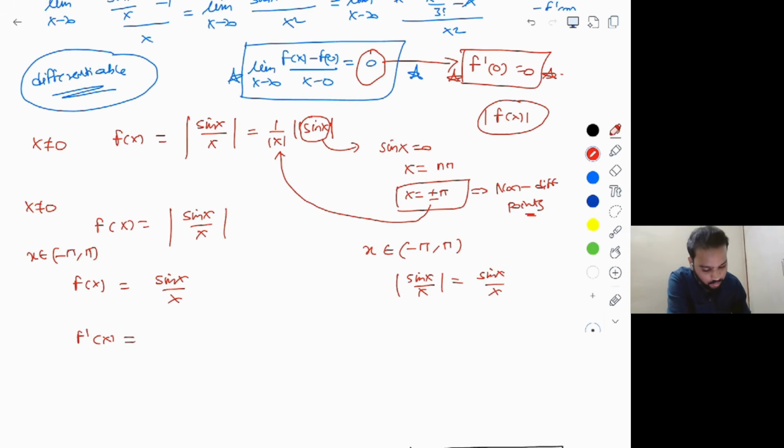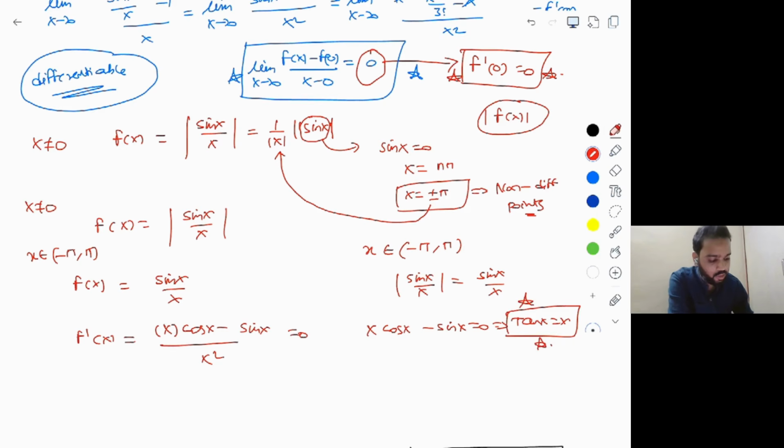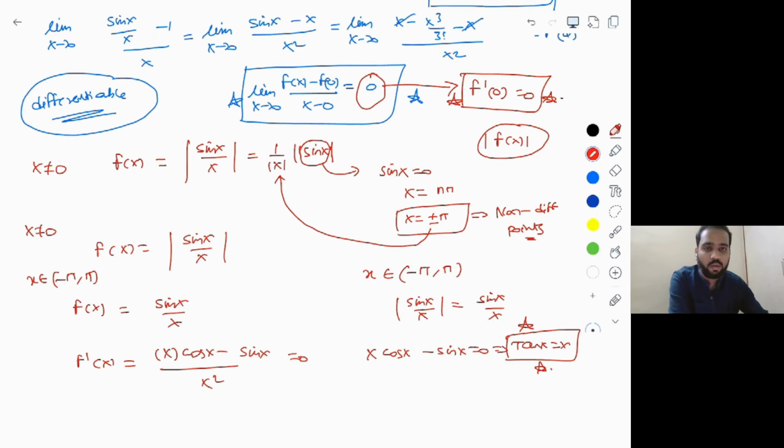Now what I'm going to do is f dash of x is equal to, this is x square and v u dash, so x cos x minus sin x. Now equate this to 0. Since x is not equal to 0, cross multiply, we get x cos x minus sin x equals 0, which implies tan x is equal to x. So we have a trigonometric equation here, that is tan x is equal to x.